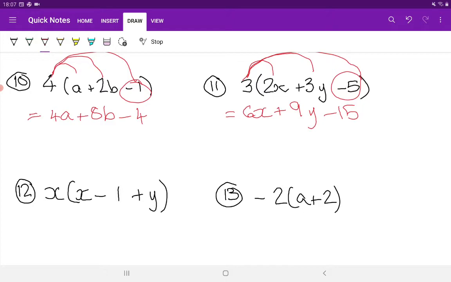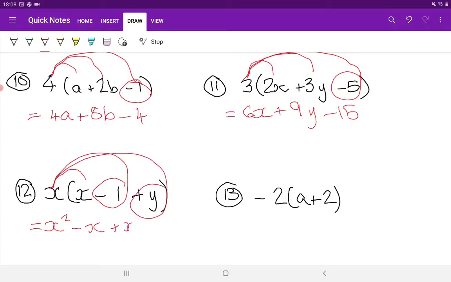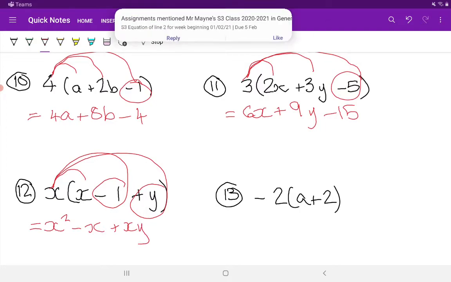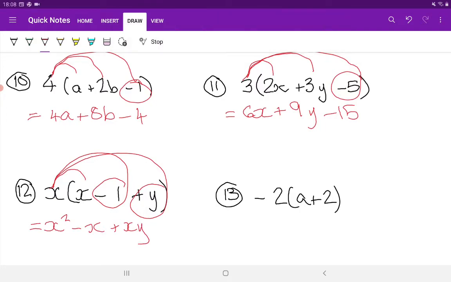Okay, last one that's got 3 in the bracket here, just as an example, we're doing x times x. Remember, we've said that that's x squared. Then x times minus 1 is going to be minus x. And then x times plus y is plus xy, like that. So these ones are a wee bit trickier, okay, but hopefully you'll get on okay with them, and you can come on the call and ask me for help at any point you're not sure.